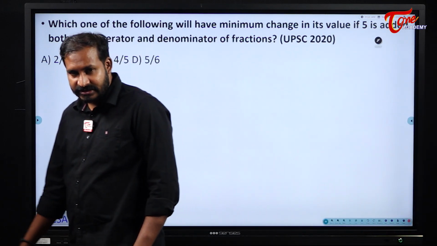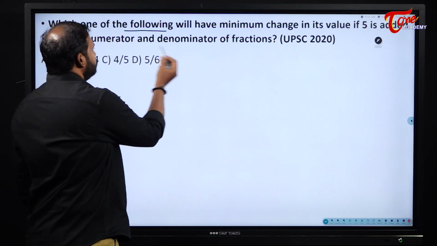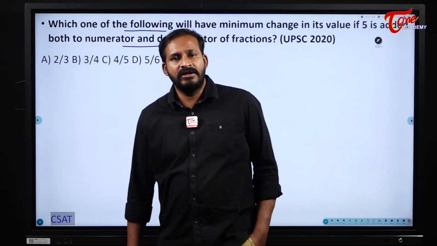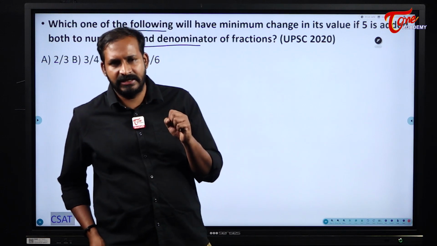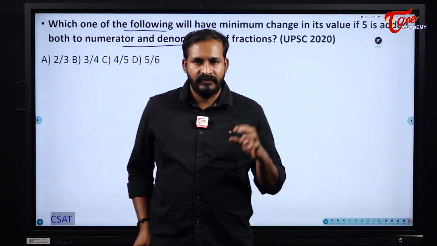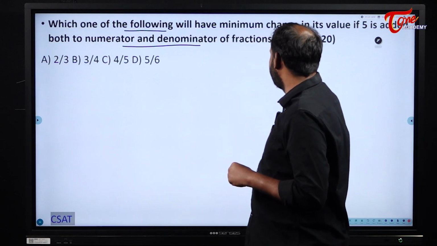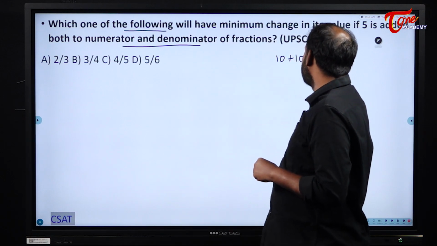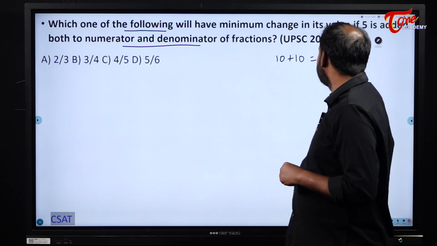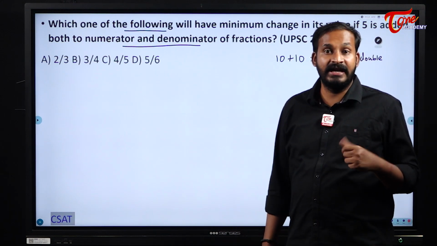Now, first of all, students, tell me one thing. When you add a constant to any value, which value will have minimum change? For example, I will take a simple example. If you have 10 rupees with you, if I give you 10 more rupees, what is the amount it will become? 20 rupees. That means it is becoming double. The amount is doubling, right? It is increased by 100%.